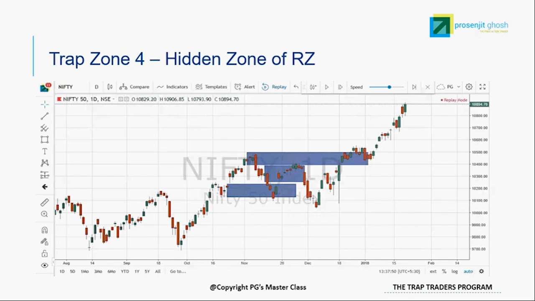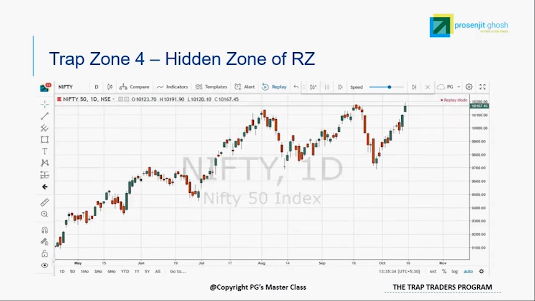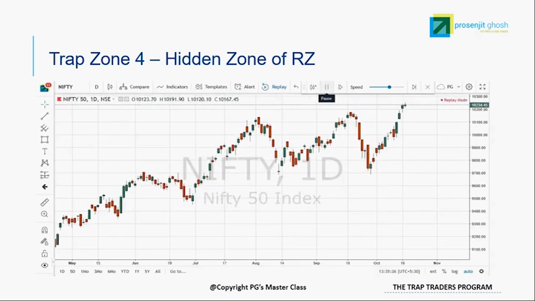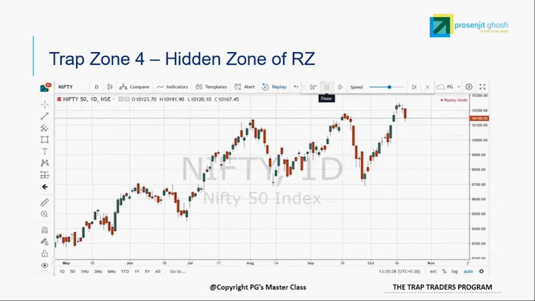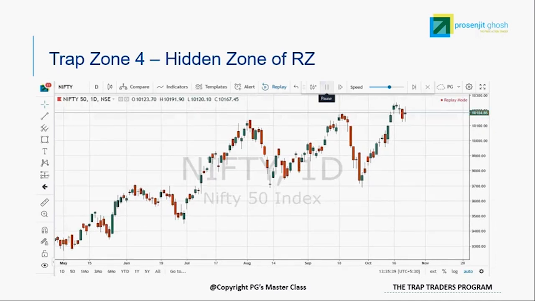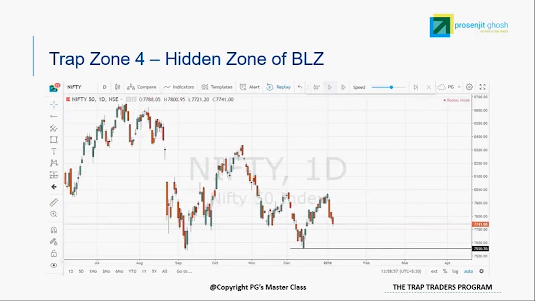If there is no challenge, let us move to the next. Sorry, this is the same video started. So this is a hidden zone of break limit zone. Let us see how the break limit zone hidden zone forms.